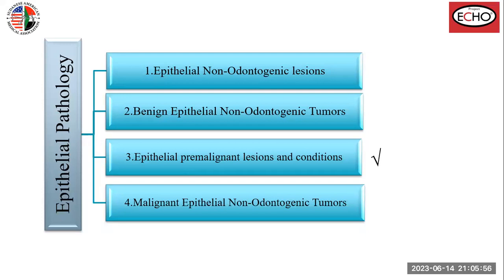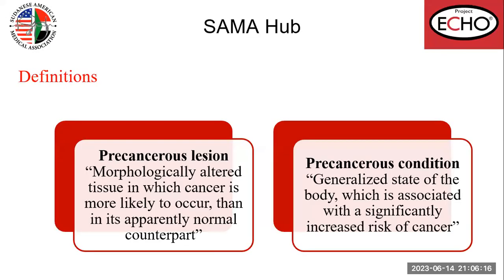The third category is epithelial premalignant lesions and conditions, which is the topic of today. And finally, we have malignant epithelial non-odontogenic tumors, which is the topic of the third lecture. Now we move on to some definitions. We'll start with the precancerous lesion.